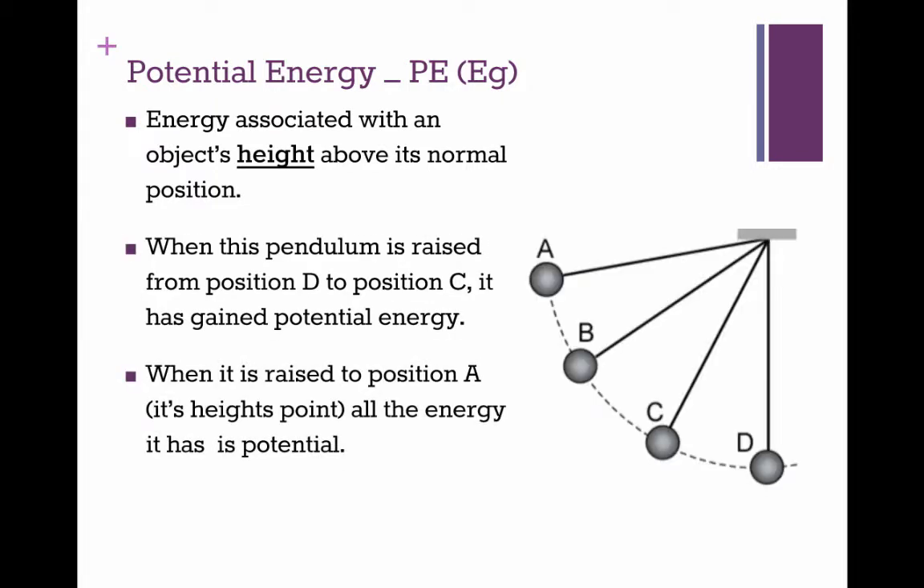In a pendulum, when the pendulum is raised from position D, which is at its lowest point, to C, it has gained potential energy because it has the potential to fall. When it's raised to position A, its highest point, all the energy it has is potential because it is not moving and all it can do is fall. It has a lot of potential.